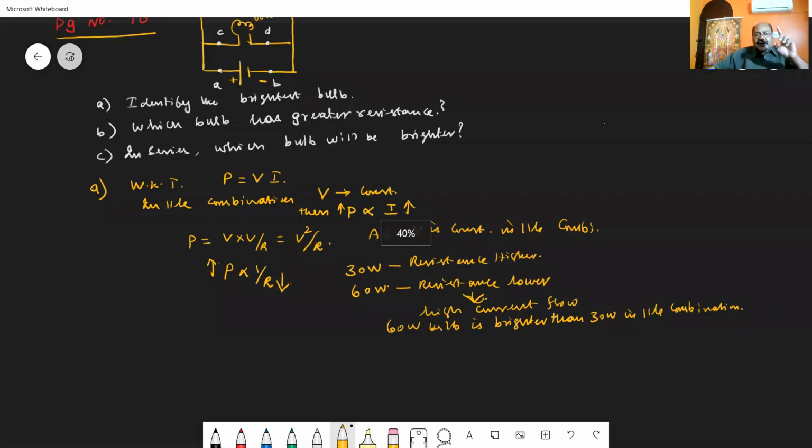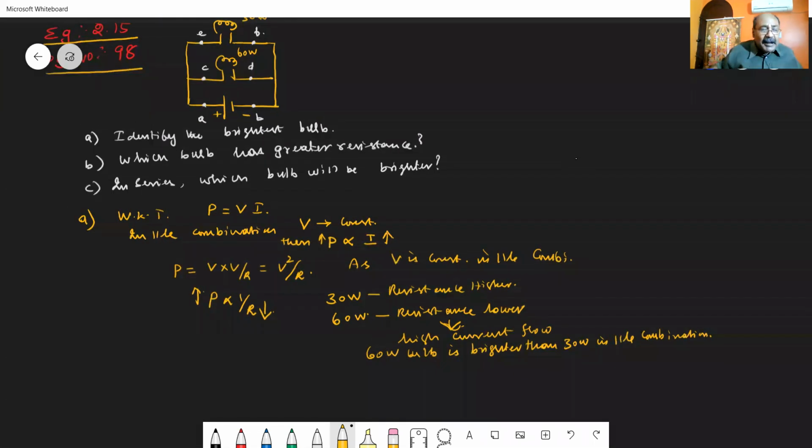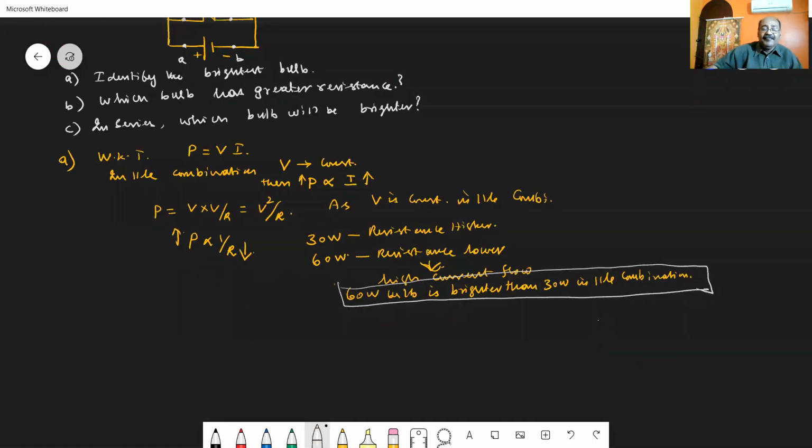So out of the two given bulbs, one is 60 watt, another one is 30 watt. On comparison, 60 watt is higher than 30 watt. So higher power will have a lesser resistance. So the 60 watt bulb is having a lower resistance. So current through the 60 watt bulb is higher. So power is higher in 60 watt. So we are saying the 60 watt bulb is brighter than the 30 watt in parallel combination.